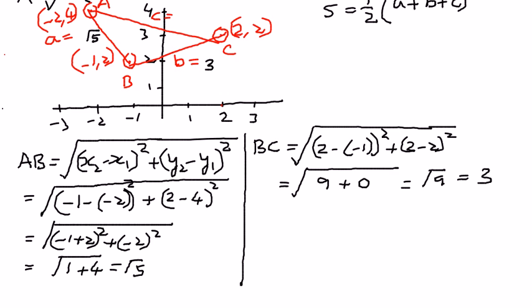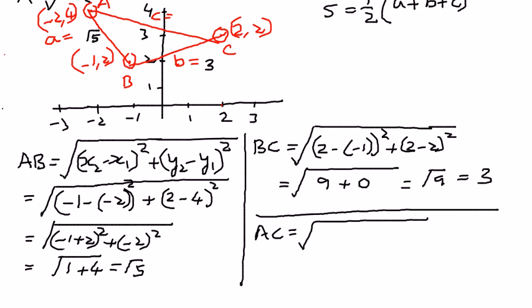And now we want to find the distance between AC. And how do we do that? The distance AC, we can find that as follows. That's going to be the square root of x2 minus x1. 2 minus of minus 2, this whole thing raised to the power of 2, plus y2, which is 2, minus 4, this whole thing raised to the power of 2.